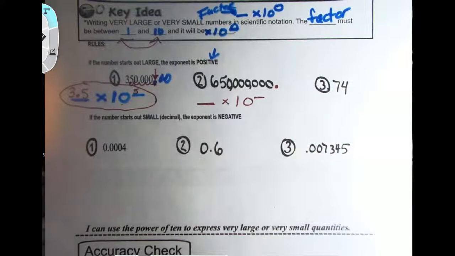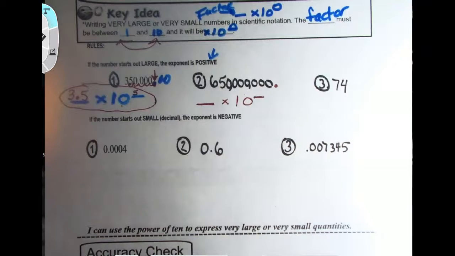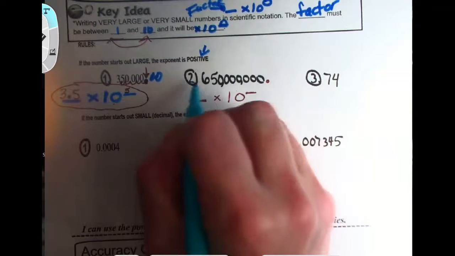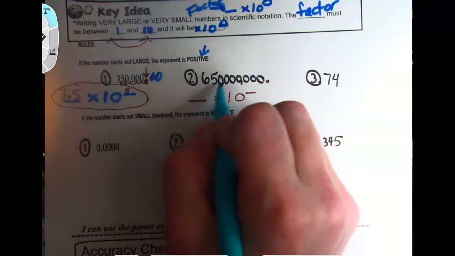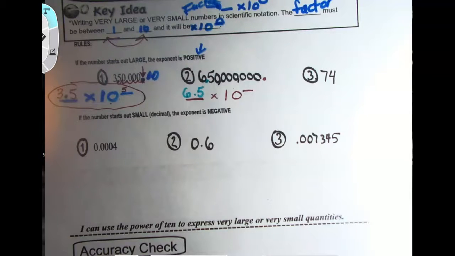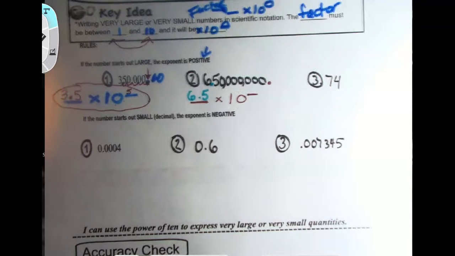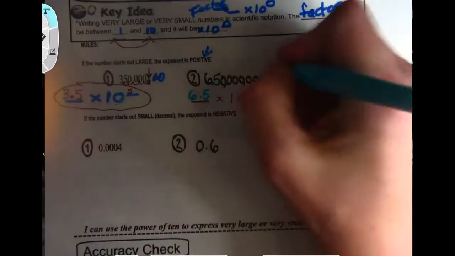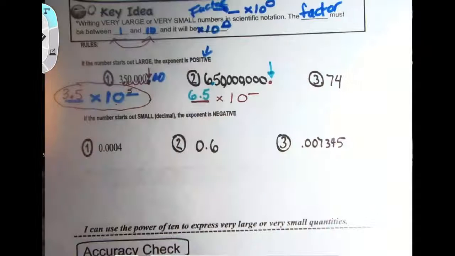Okay, so let's find my factor first. I know I need a number between 1 and 10. If I go in where my numbers are, I don't want to put it behind the 5 over here because that's 65. But if I put it in between, I have 6.5. Is 6.5 between 1 and 10? Yes. So my factor is 6.5. And then from there, all I do is count how many times I went back. So we start at the decimal point that we actually put in there.